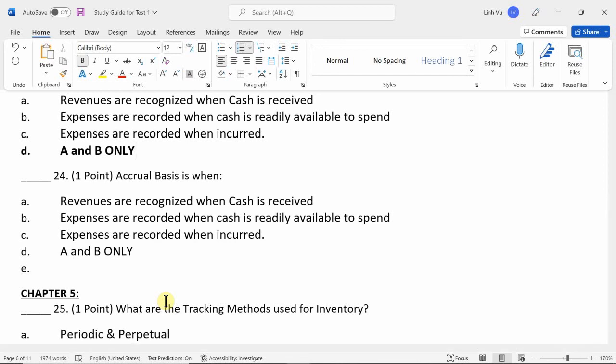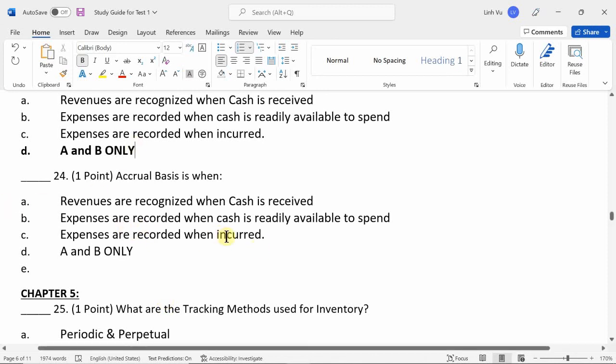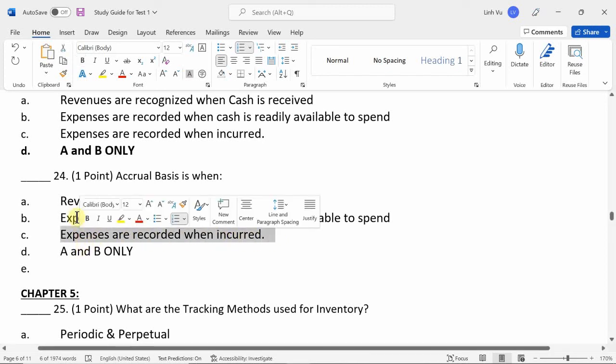Accrual basis is when? It will be C, right? Incurred, right? Incurred meaning at the time the job has been completed, right? When it happened. That's what incurred means, right? Then you're going to record your expenses.